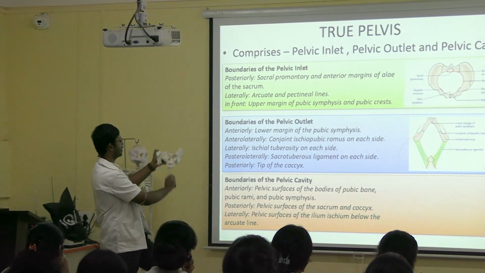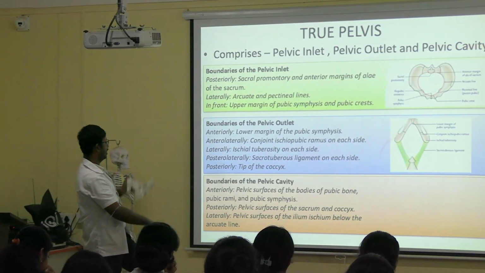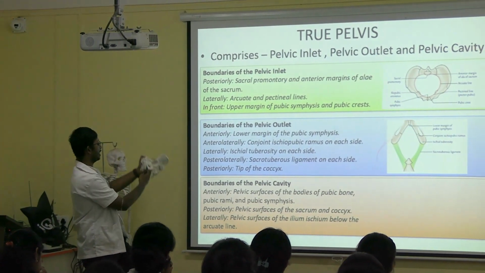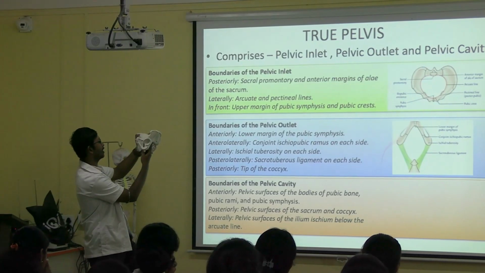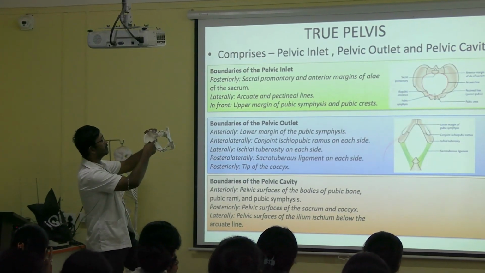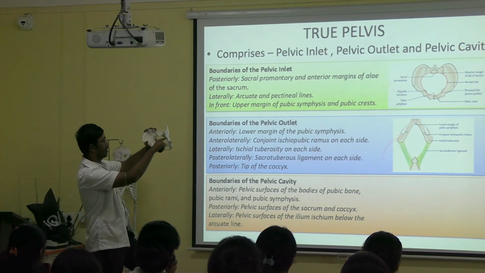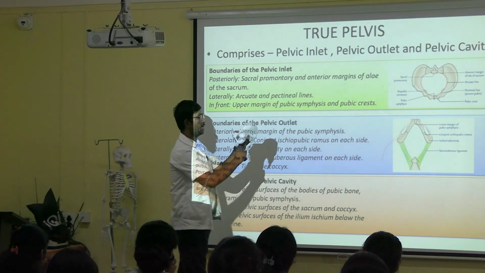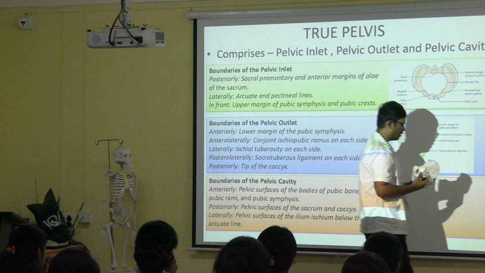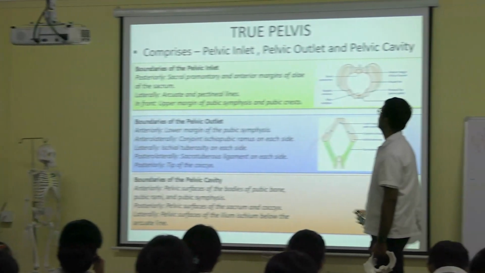Posteriorly by the pelvic surface of your sacrum and coccyx, laterally by the pelvic surface of your ilium and ischium, below the arcuate line. Below the arcuate line, because it is forming the pelvic brim, this arcuate line. So this is your pelvic cavity. So this is the true pelvis proper.